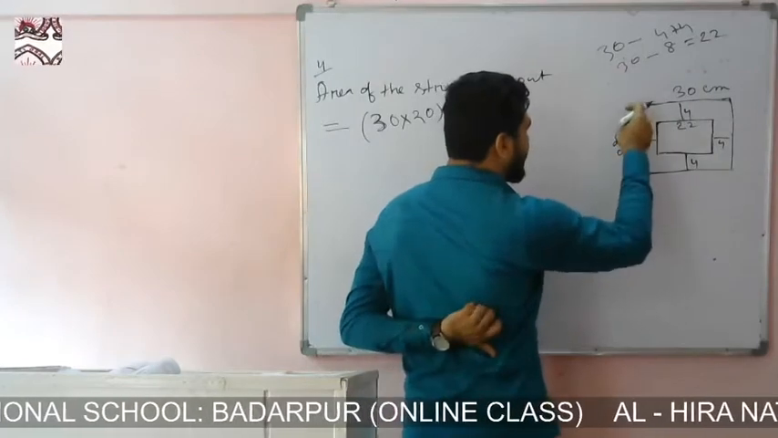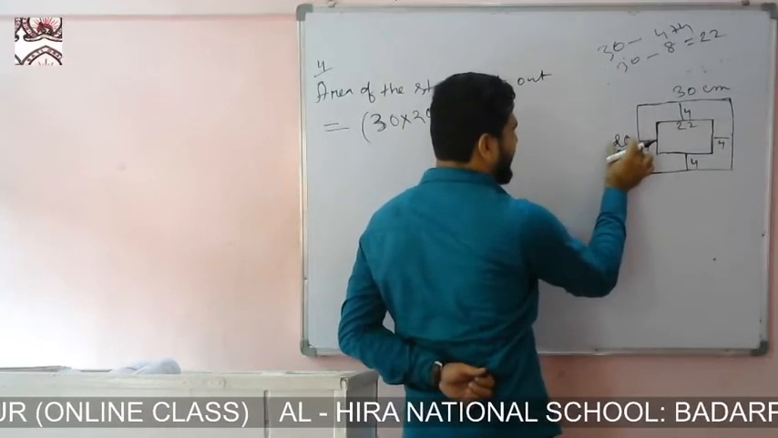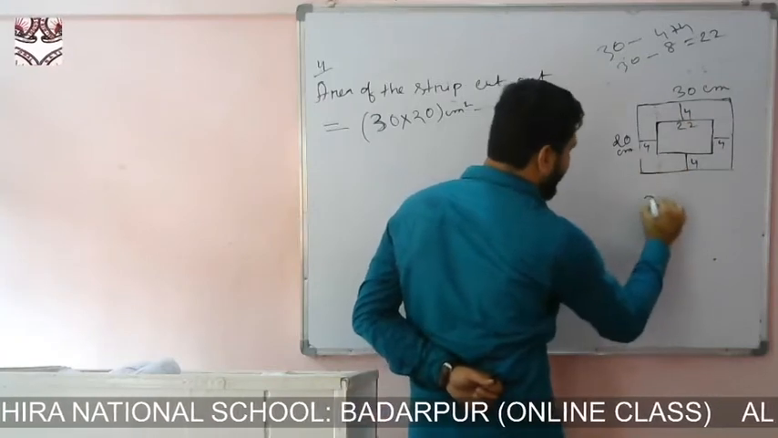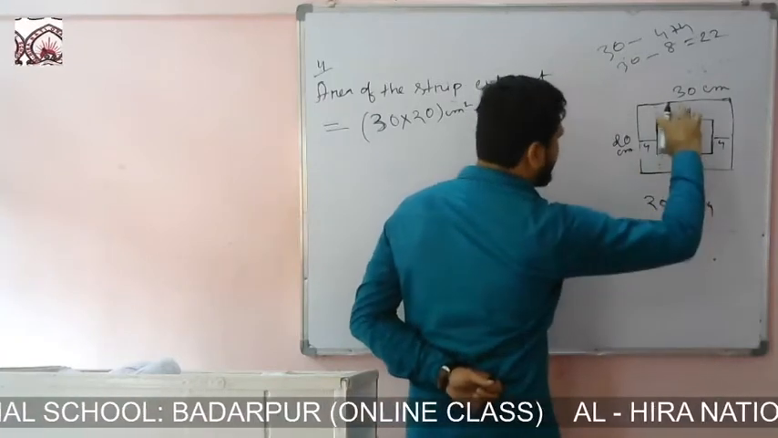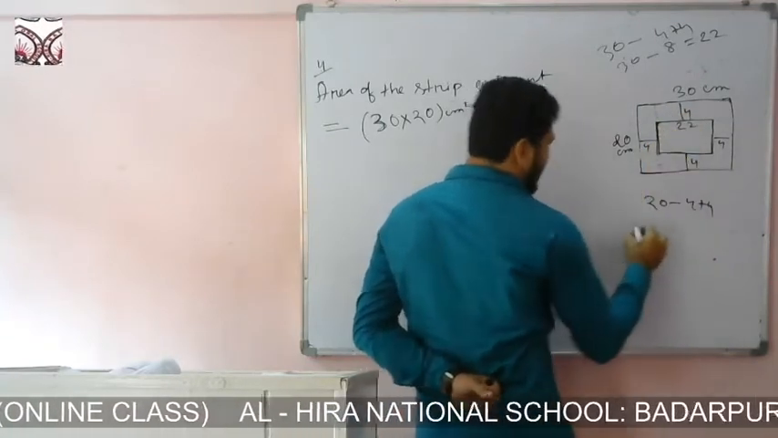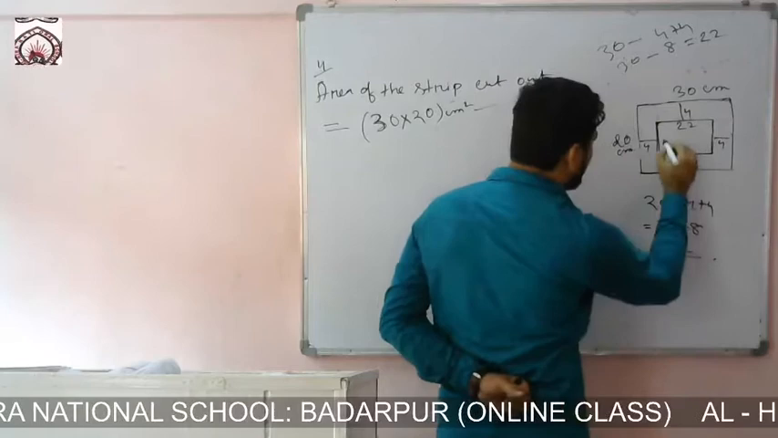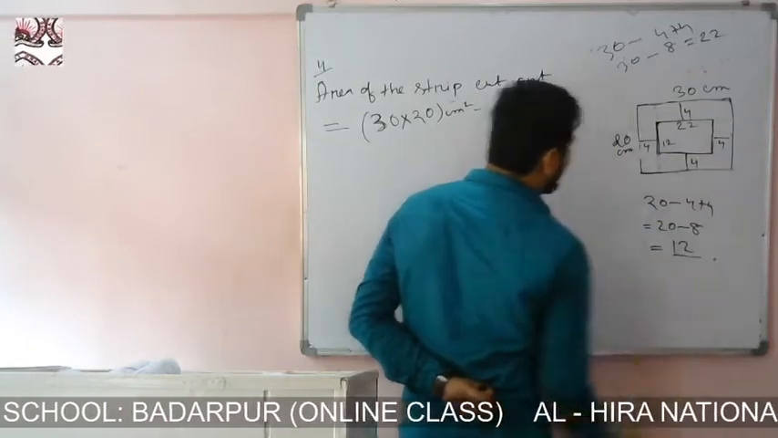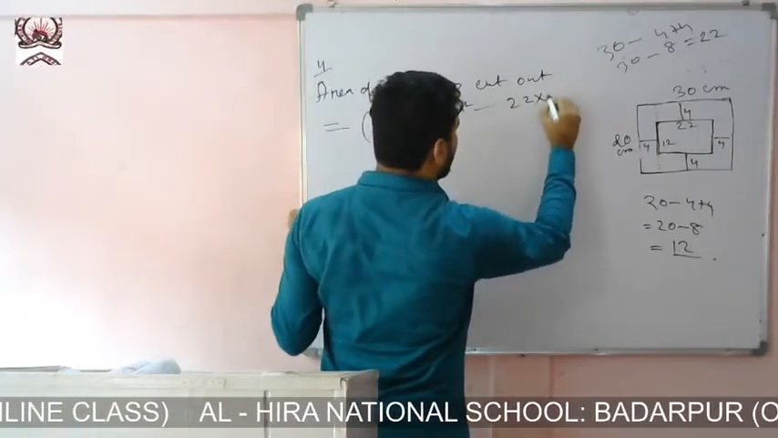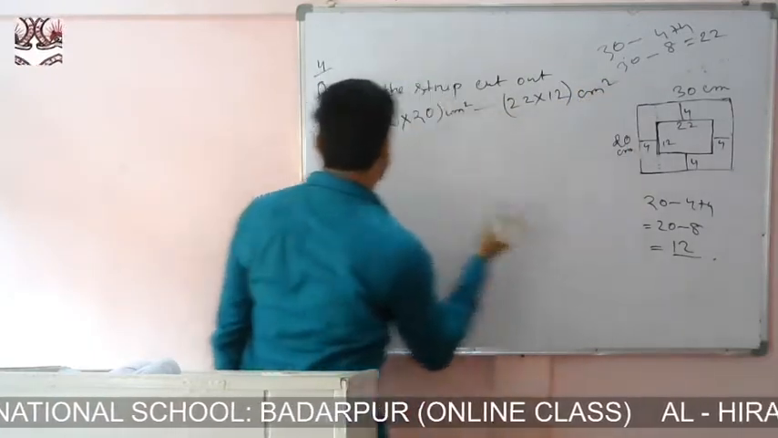And the breadth: the total is 20, this portion is 4 and this portion is 4. So from 20 I need to subtract the summation of these two parts, then I'll get this part. So write 20 minus 8, that means 12. So the breadth will be 12. So write 22 into 12 centimeter square. Now we can find.